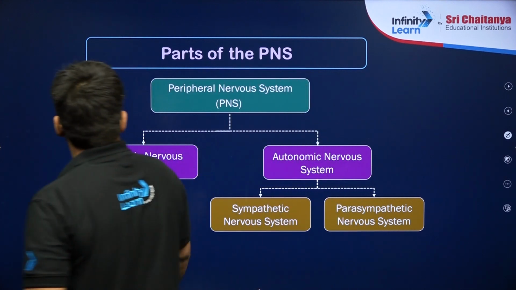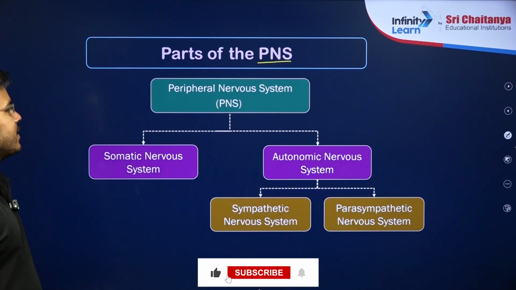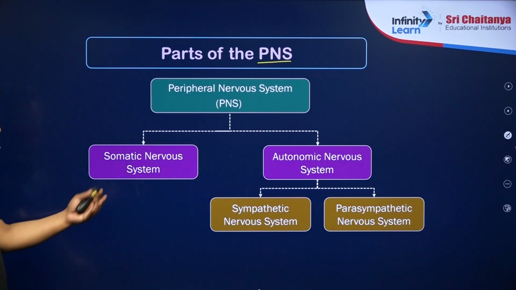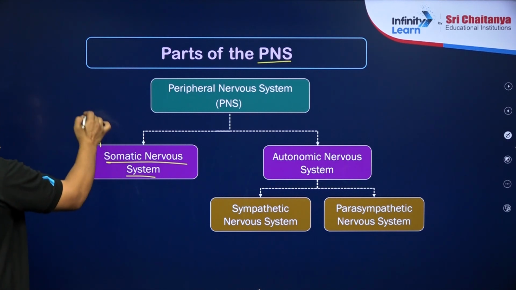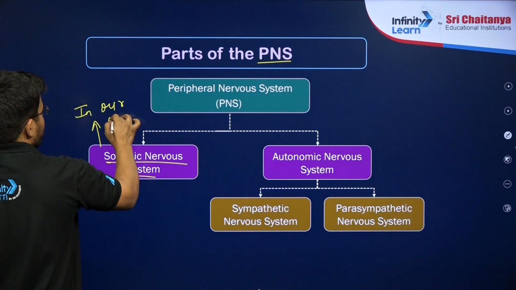So the very first division of PNS, students, we are doing on the basis of function, what kind of function it does. So here the peripheral nervous system can be divided into two types. One is going to be the somatic nervous system. Students, this particular part of the nervous system is in our conscious control, you can say.